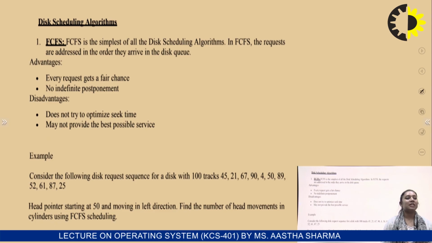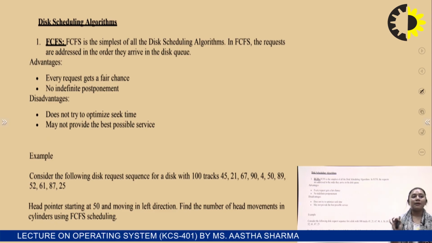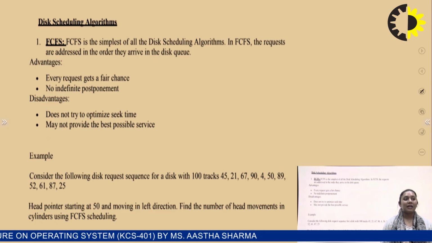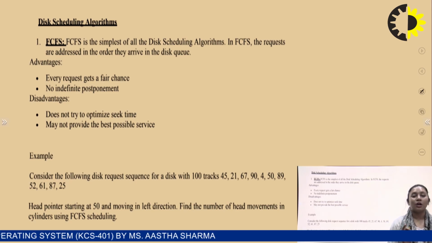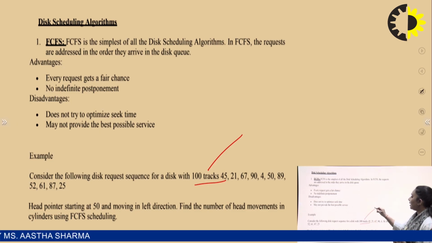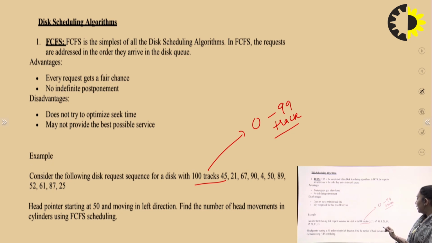Next, here are some examples. A disk sequence is given, and we have also been given 100 tracks. If you want to calculate the range for the graph of the 100 tracks, it is 0 to 99 when you draw the graph, right? Next, a few elements are given.